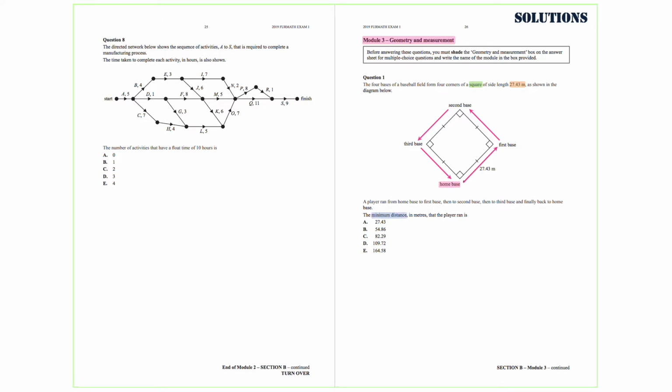To do this, we need to calculate the perimeter of the square, which is equal to 4 times 27.43 equals 109.72 meters. So the answer we are after is option D. From the 2019 VCE examination report, 91% of the students chose the correct option.